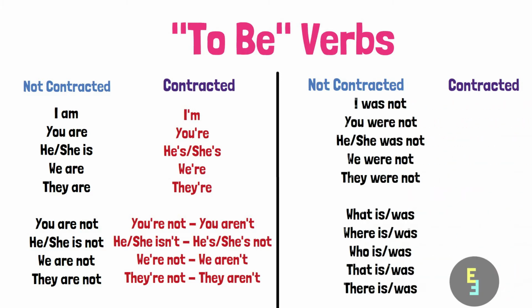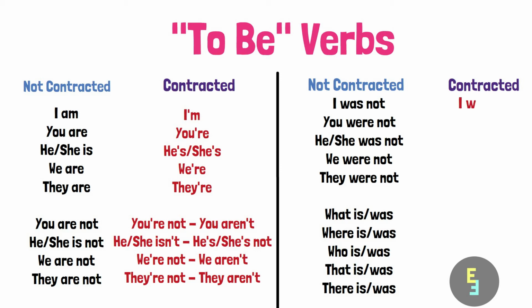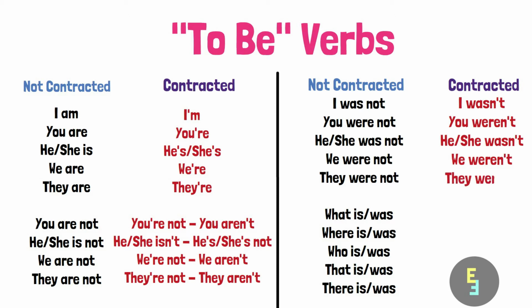This time, let's have the past form of to be verbs. I was not. I wasn't. You were not. You weren't. He or she was not. He wasn't and she wasn't. We were not. We weren't. They were not. They weren't.